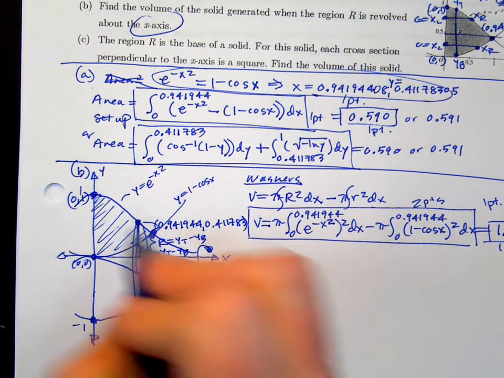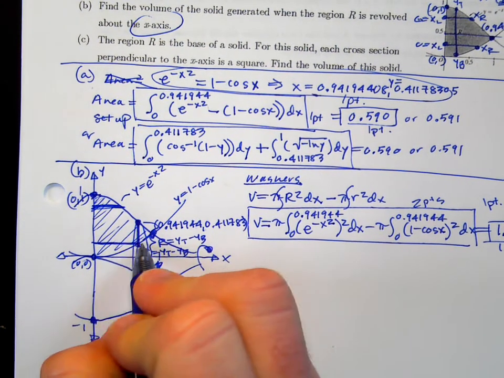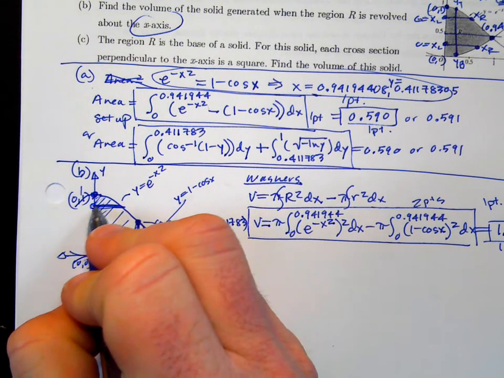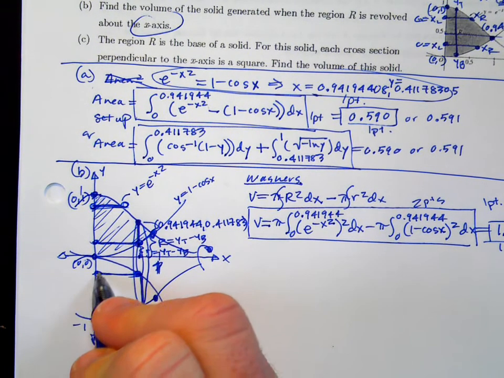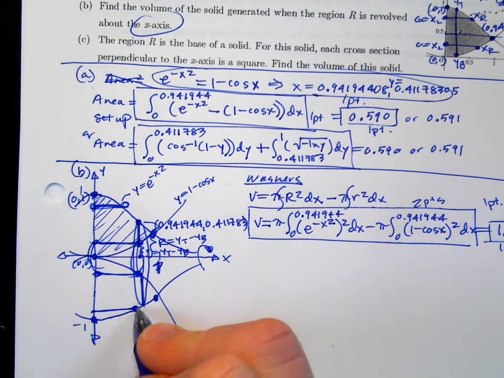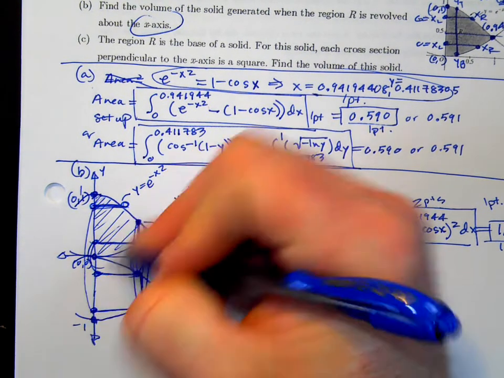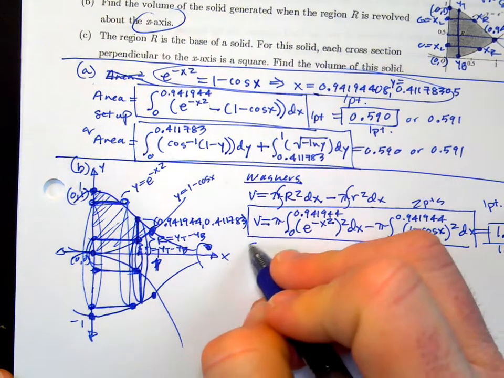The other way we could do it is with horizontal slicing. And again, this is going to be a pain because the horizontal slicing has to change at that intersection point, just like it did last time. So you're going to get two different sets of shells. I'll show you, but I don't think that this is going to be the fastest way.